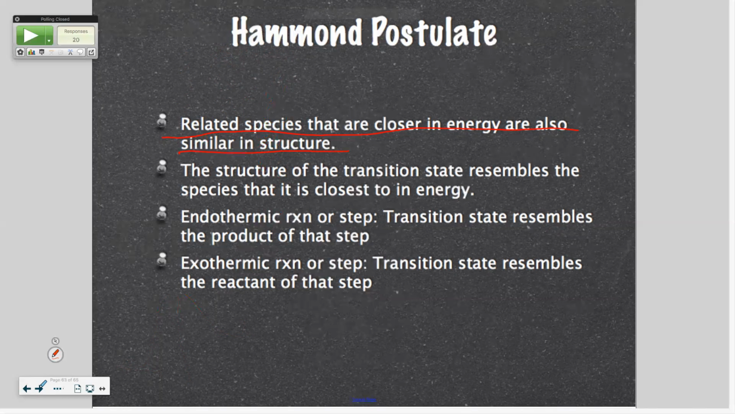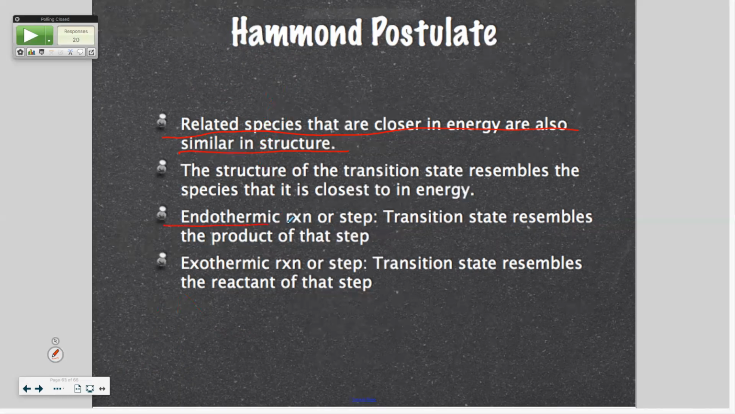So you're somewhere in between. Well, are they going to break and form it exactly the same? No, because they're different. If it were the exact same atoms doing it, then maybe they'd be closer. But one bond is going to be forming a little more than the other one.